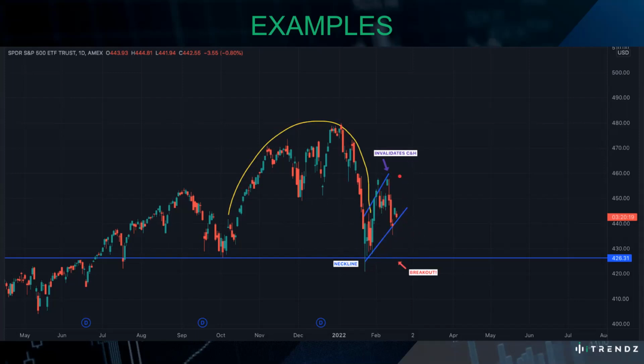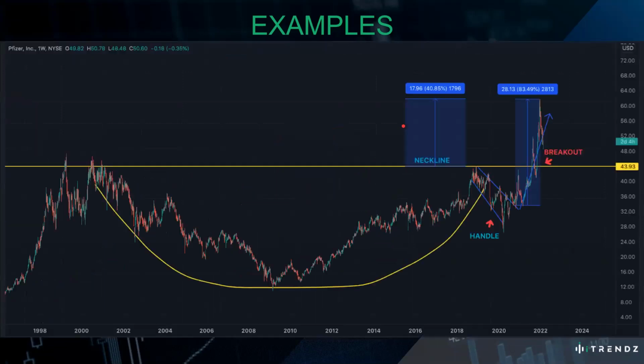What would invalidate the cup and handle is if it were to break down on the opposite side of the flag, right? Because if we were to break above this blue level right here, where it says invalidates cup and handle, and break towards the upside, we would just have a massive W pattern, right? Let's go back a second. Let's go to Pfizer. If we were to break back down on this flag here and break below, that invalidates the cup and handle.